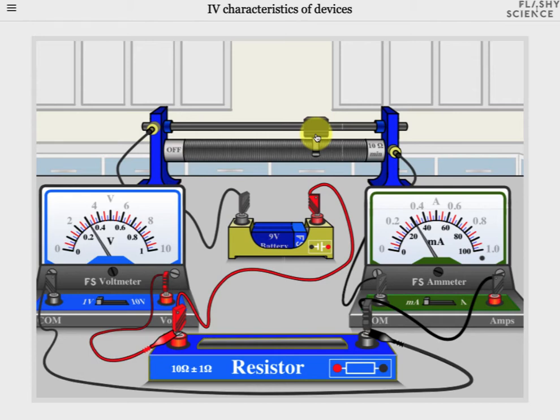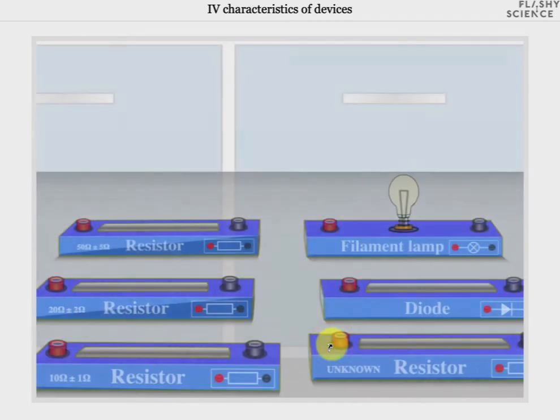If we want to change the device, we must first click and drag the rheostat contact to the left-hand side to the off position so that there's no potential difference being applied to the device. Then we click on the device and move to the Device Select screen.